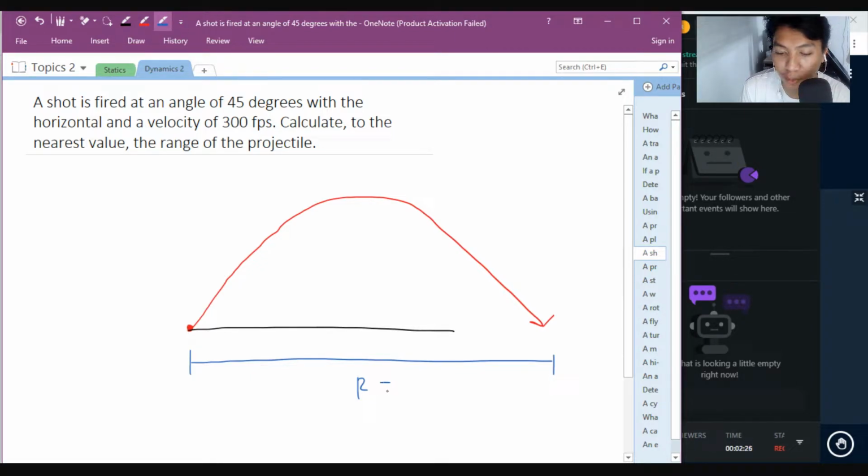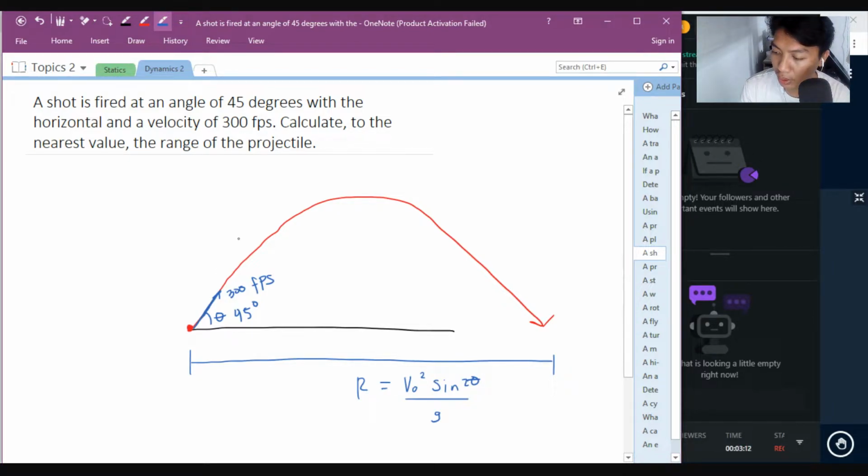And it is given by the formula V0, the launch velocity, squared, sine double angle, divided by g. That is R. And anything beyond or below R is called X, ibig sabihin the distance reached at a certain point. So, meron ka ditong launch velocity of 300 foot per second at an angle of 45 degrees. So, you calculate to the nearest value.